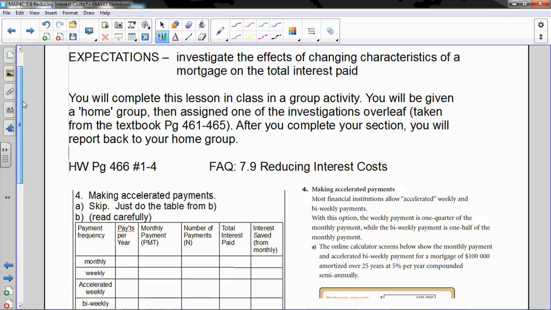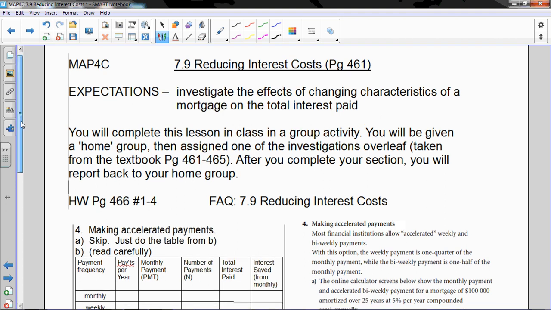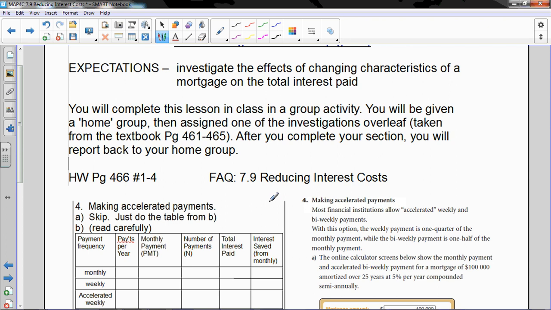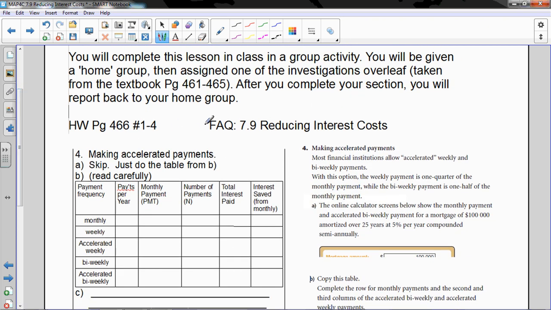So here's the expectations. Investigate the effects of changing characteristics of a mortgage on the total interest paid. We did do a little of this work when we're talking about annuities, but we're having another go at it with mortgages. You'll complete this lesson in class in a group activity. You'll be given a home group, then assigned one of the investigations overleaf. There are 4 of them, and so you'll be responsible for one of them. After you complete your section, you will report back to your home group. And we've done this sort of thing before, but I will put you in your groups.